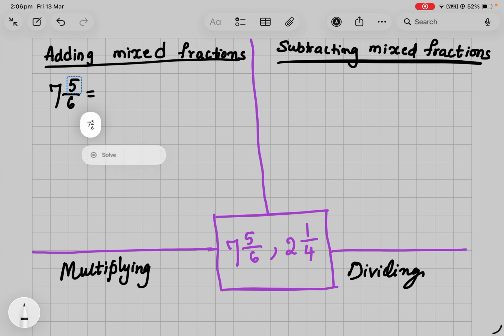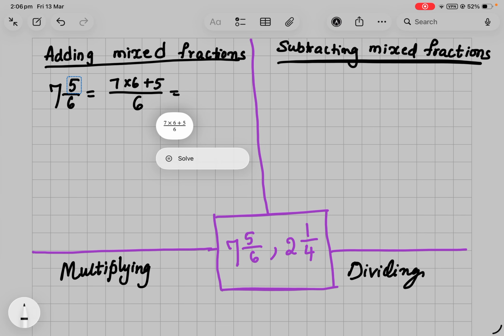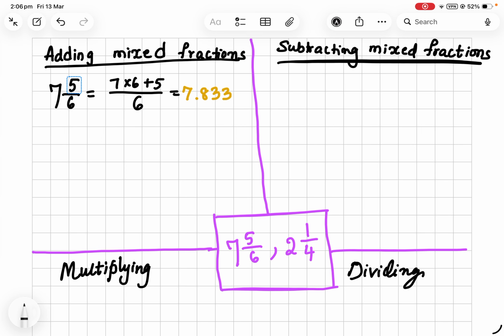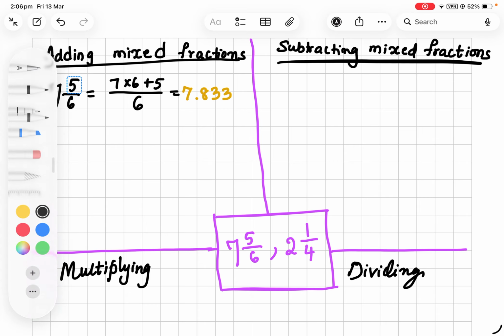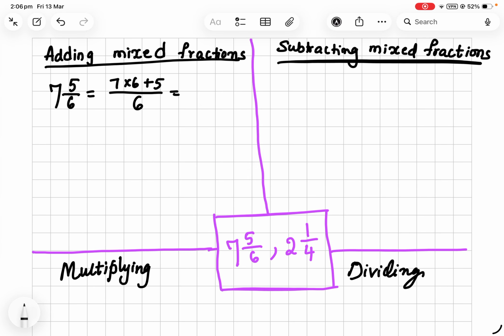What you're going to do is 6 times 7. Okay, so those are the numbers you're going to do 6 times 7. And then you're going to add your 5 and then leave the denominator 6 as is. So 6 times 7 is 42, 42 plus 5, and then divide that by 6. So this is going to be 42 plus 5, which is 47, divided by 6.